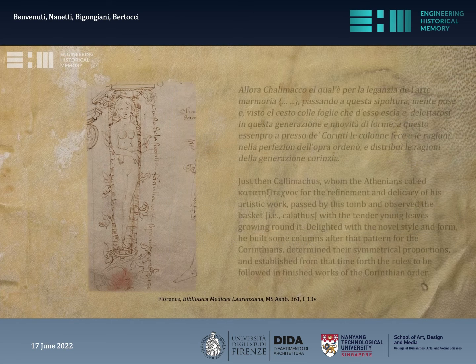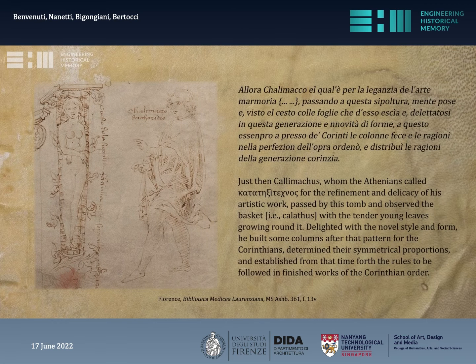Just then, Callimachus, whom the Athenians called katatixi, for the refinement and delicacy of his artistic work, passed by this tomb and observed the basket, with the tender young leaves growing around it. Delighted with the novel style and form, he built some columns after that pattern for the Corinthians, determined their symmetrical proportions, and established from that time forth the rules to be followed in finished works of the Corinthian order.